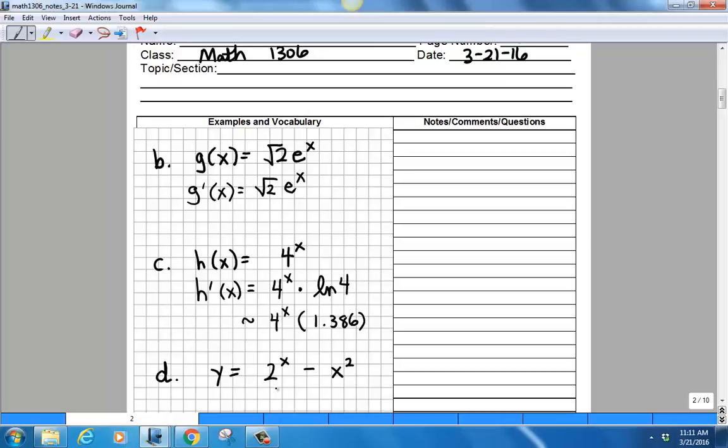Remember, natural log of 4 means that's the power that you raise e to get 4. So what this tells us is that e to the 1.386 power is approximately 4. Okay? That's what that number means. If you take e and raise it to the 1.386 power, you'll get approximately 4. Okay? So this is the exact rate of change function. This is the approximate rate of change function.